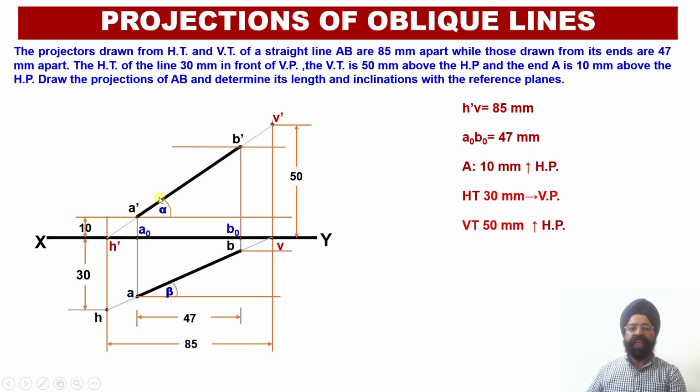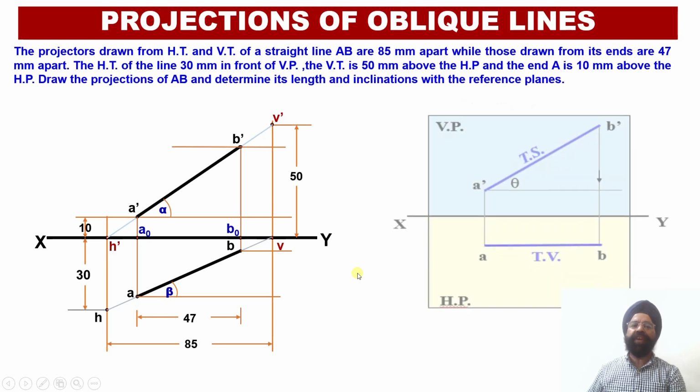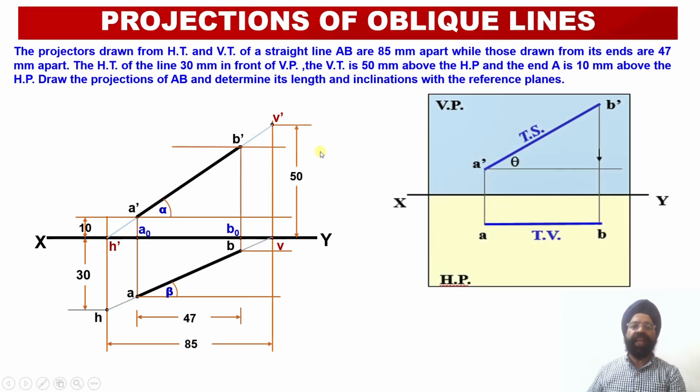Now the projections in the front view A dash, B dash, and the projection of the line in the top view AB, have been located. Now using the method of rotation of line, we are going to evaluate the true length of the line in the elevation and the true length of the line in the plan. Whenever I want to evaluate the true length of the line in the elevation, I should obtain the apparent length of the top view parallel to the vertical plane. So this is the apparent length which is obtained in the top view. This should be brought parallel to the vertical plane.